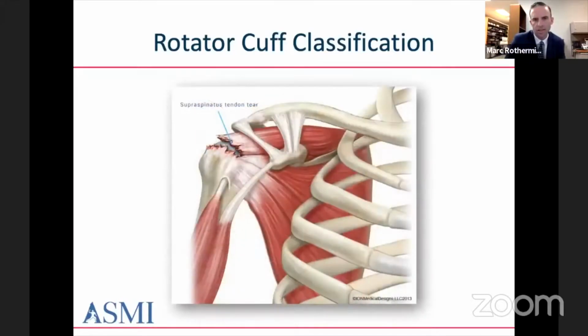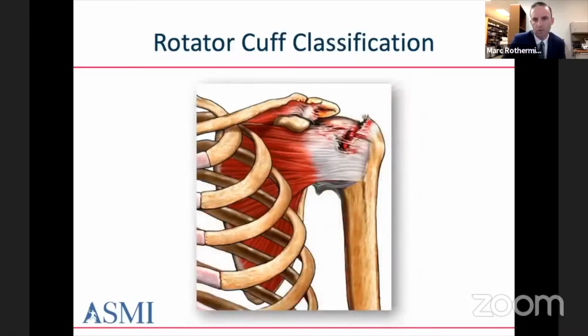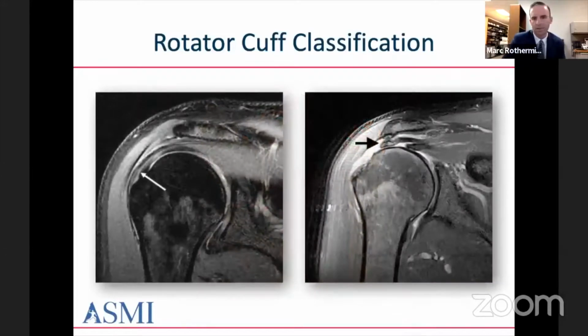So clearly this last one, a small full thickness supraspinatus tear, is very different than the chronic retracted massive rotator cuff tears. You can see how different those two pictures look. And so it's important to describe that both when we talk clinically and when we interpret imaging to discuss the surgical management might be different between these patients.